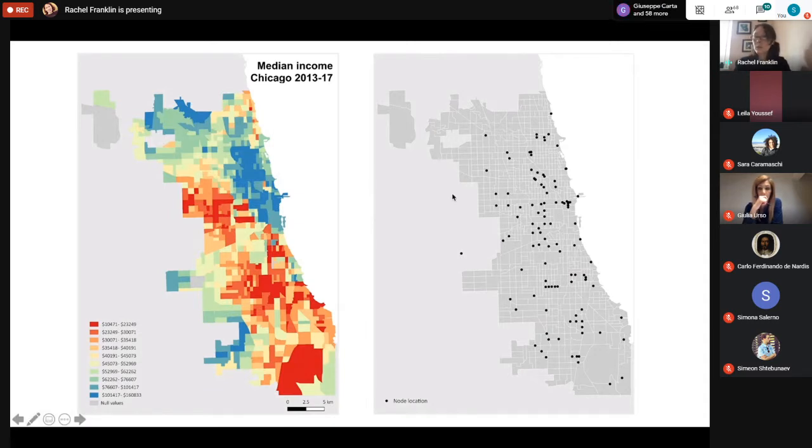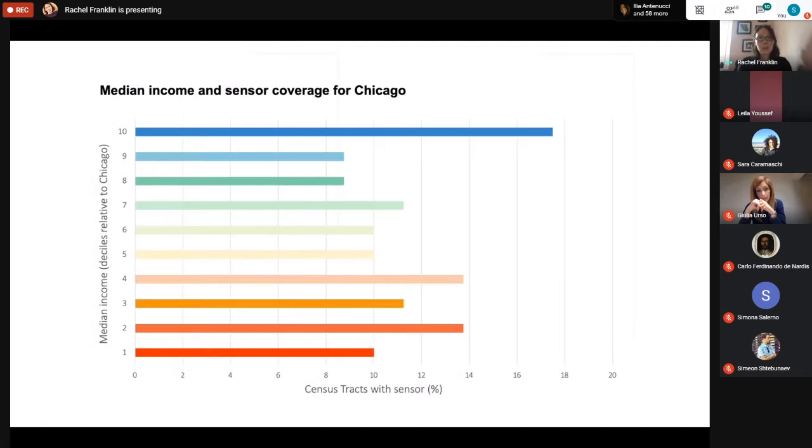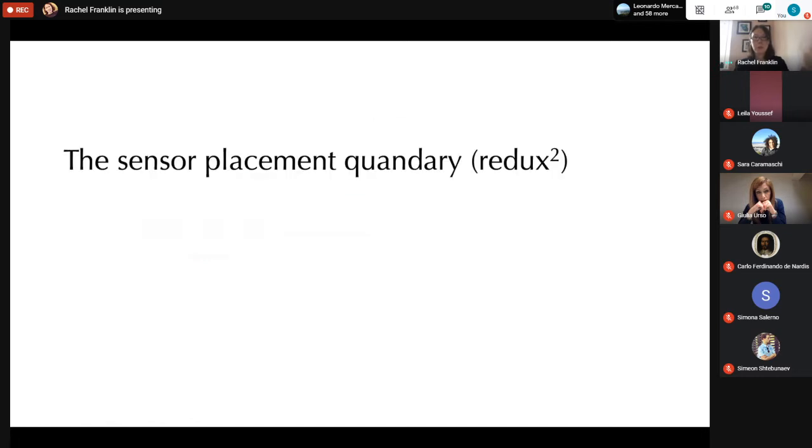Just from a visual assessment, you can see that the sensors are much more widely distributed across the city of Chicago than what we observed for Newcastle. And in fact, when we look at the figure, we see that yes, indeed, you're slightly more likely to have a sensor if you're in the richest neighborhoods in Chicago, but that it's much more evenly distributed across all of the deciles for the city, right? Certainly performs better than Newcastle.